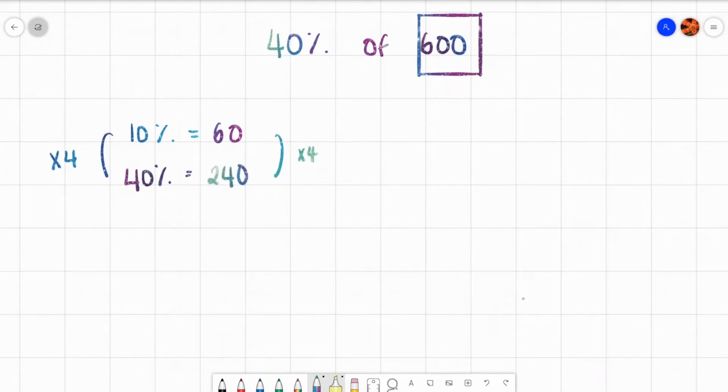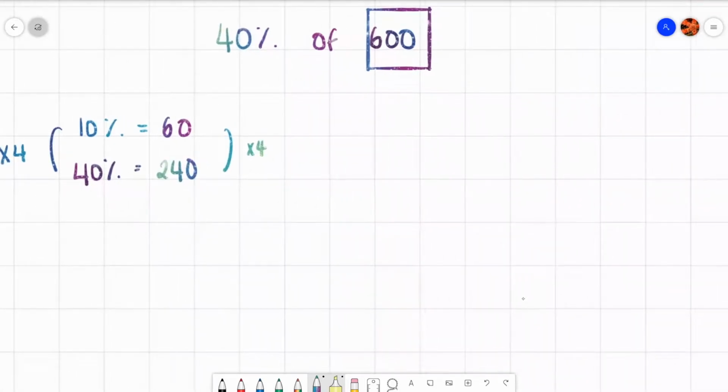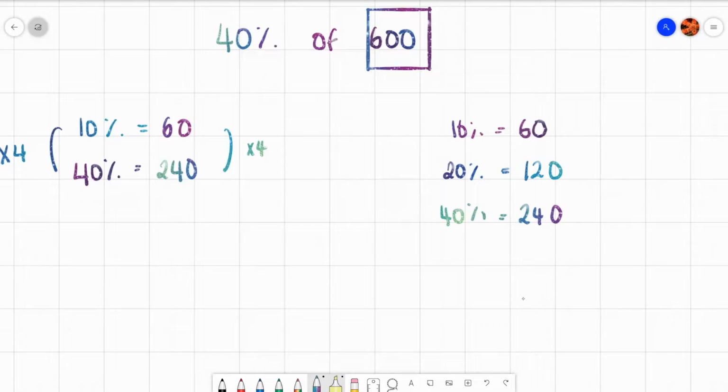Again, this would be in a non-calculator paper. But if you can't do that and you're going to say, well, actually, I'm going to struggle to do 60 times 4, you could work out 10%, which is easy, which is 60. You can then double it to work out 20%, which is 120. Then you can say, actually, I can double that again because I can double 120 to get 240. And doubling might be easier for you than timesing by 4 in one go. So there you are, two different ways of working that out.